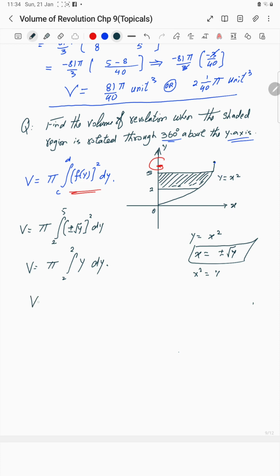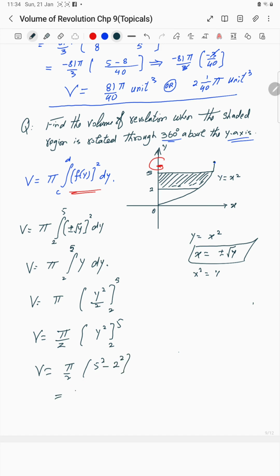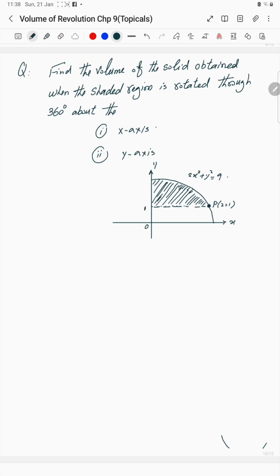So I put it here, y integrated, y square by 2, limit 2 to 5. So V equals pi by 2 outside, so y square 2 to 5, pi by 2, upper limit 5 square minus lower limit as per the rule. So pi by 2 times 25 minus 4 will give us the final answer, 21 pi by 2 as volume, unit cube. I hope it is clear.